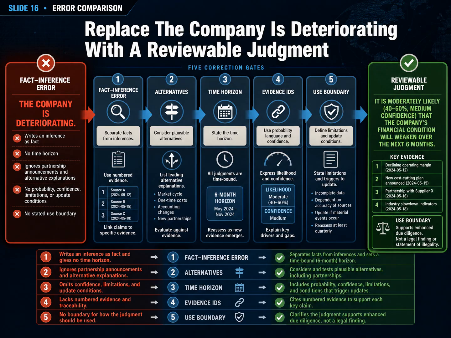The error may be only 4 words. "The company is deteriorating." That sentence turns inference into fact. It gives no time horizon, no alternative explanation, no confidence, no evidence IDs, no limitation, and no update condition. Even "deteriorating" is unclear. Revenue, delivery, organization, or reputation. Correct it by separating facts, adding the 6-month horizon, comparing alternatives, stating probability and confidence, linking evidence, and setting a conclusion boundary. Keep the detailed evidence in tables so the judgment itself remains readable.